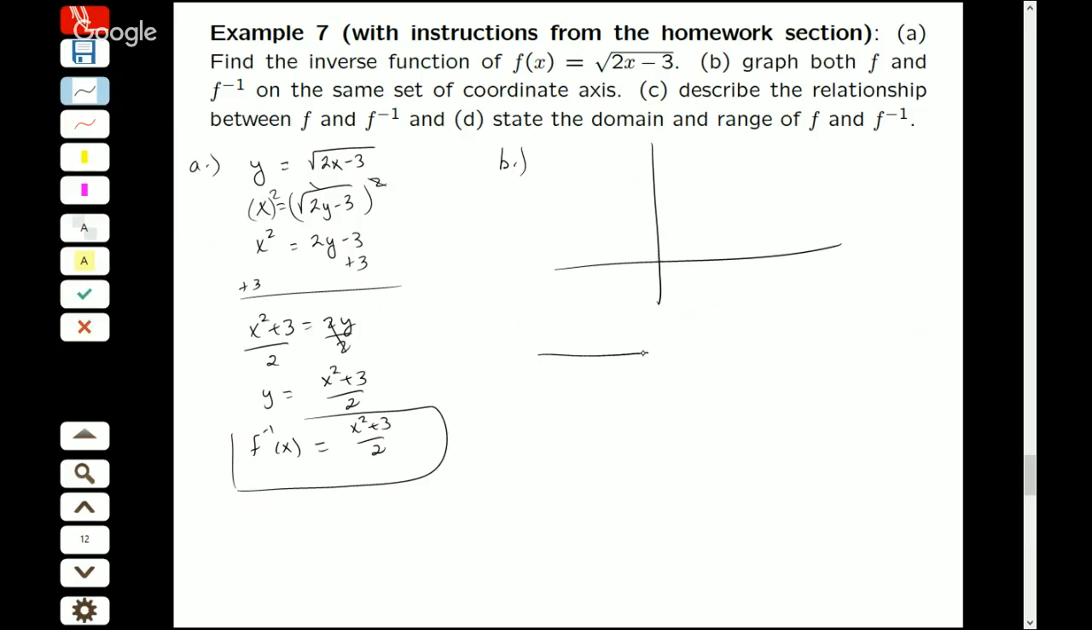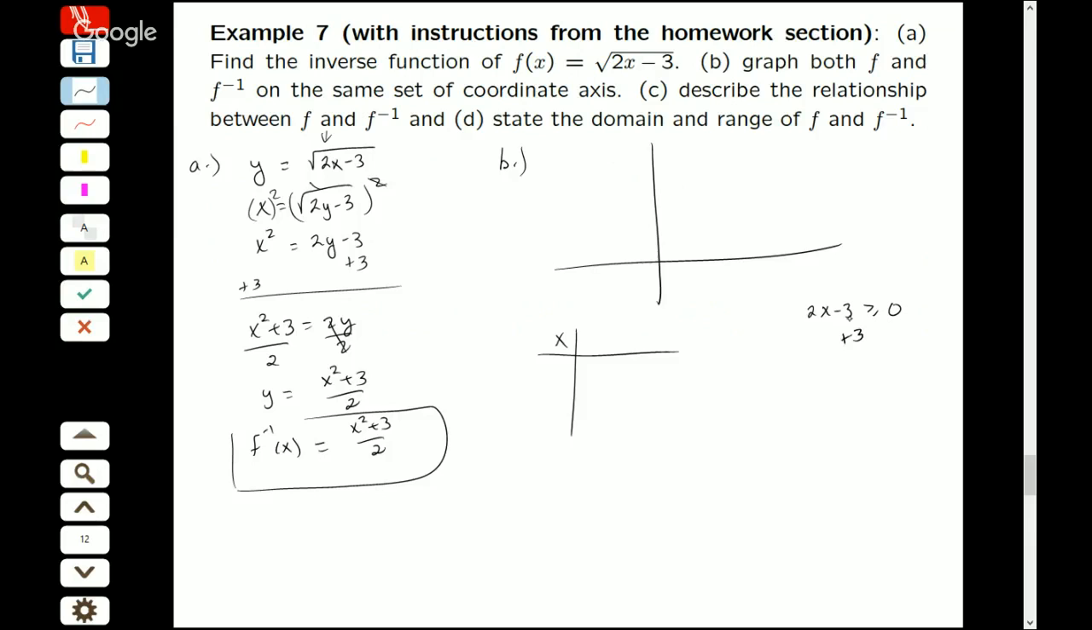I'm going to make a table for this one. The reason is it has that stretch happening right there, that 2. And as we saw last time, I really don't like dealing with what that actually did to my function. I know I've got a shift of 3 to the right in there, and I know the shape is a square root shape. So I'm just going to plug in some values here. I need to choose the values, so let me find my domain.